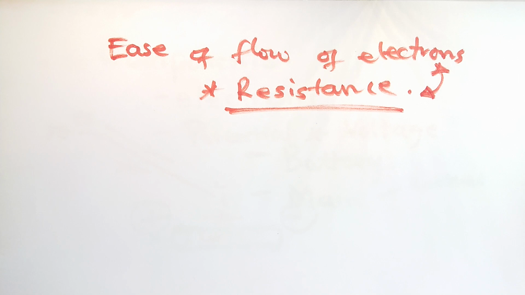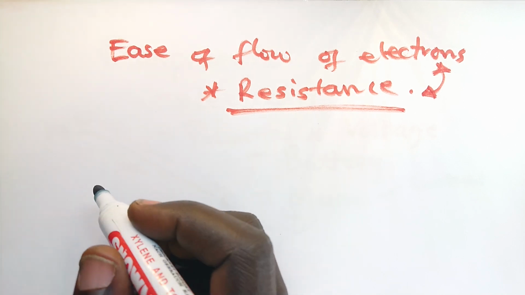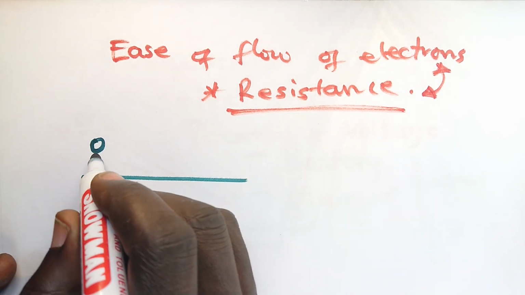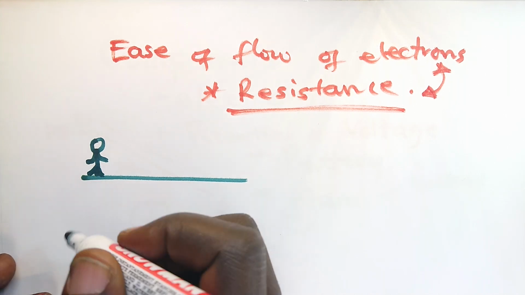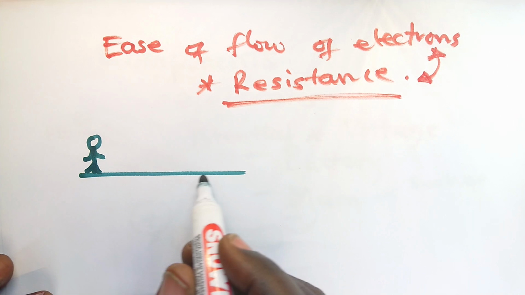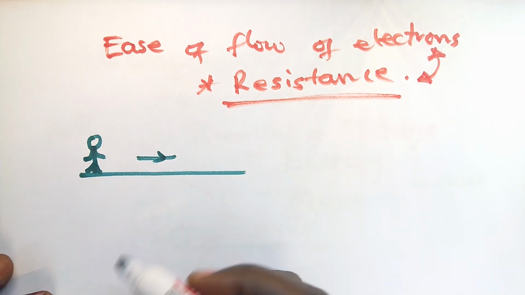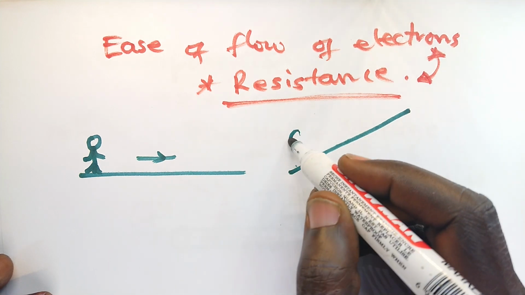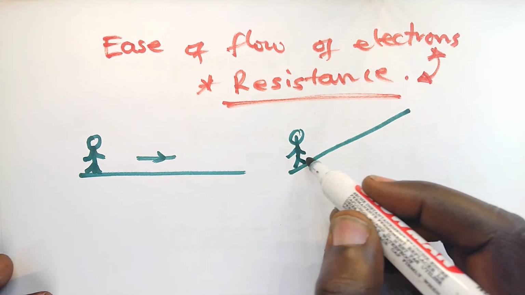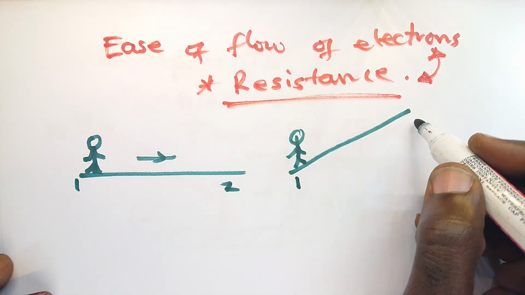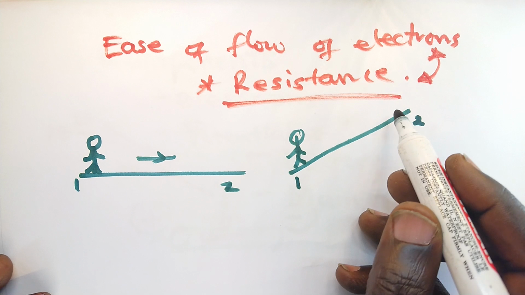But let me just give you a small example. Now, you consider yourself as though you were an electron. So assuming you are an electron, by that I mean you, Nathan, you are an electron. If the ground is flat, it will be very easy for you to walk. Now, if the ground was sloping, you will find more problem moving from point 1 to 2, because this ground is inclined.